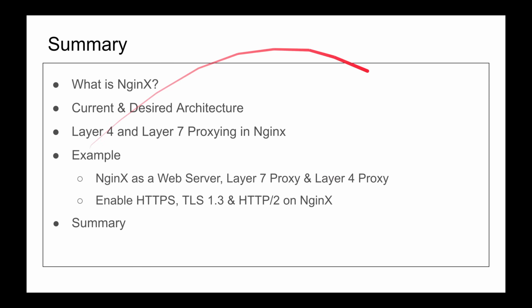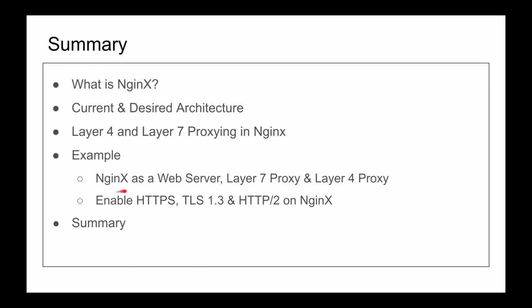We also went through an example. We made Nginx a web server. We made it a layer 7 proxy. We made it a layer 4 proxy. You can use WebSockets with layer 4 proxies with absolute simplicity, guys. So simple, right? I'm probably gonna do a video on that.